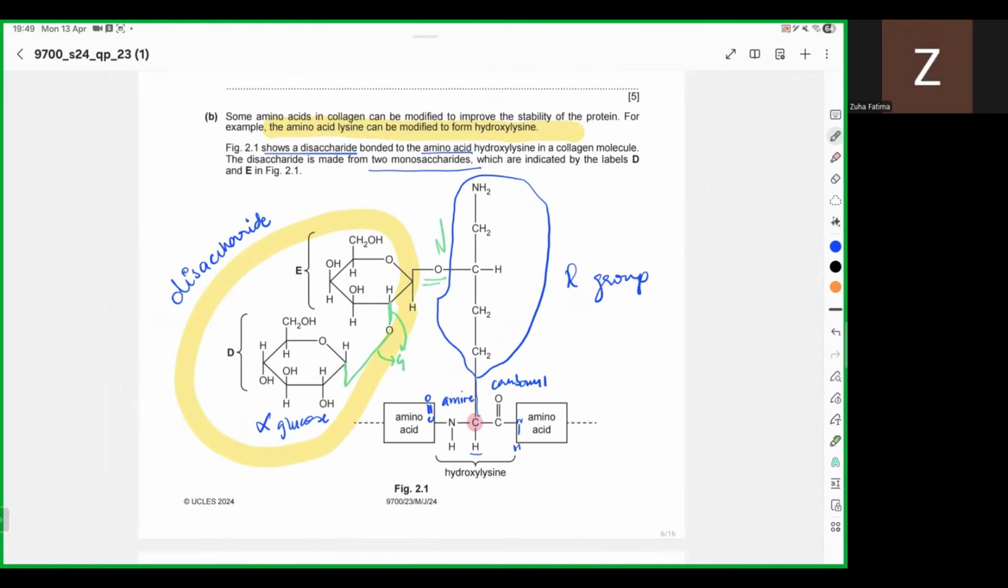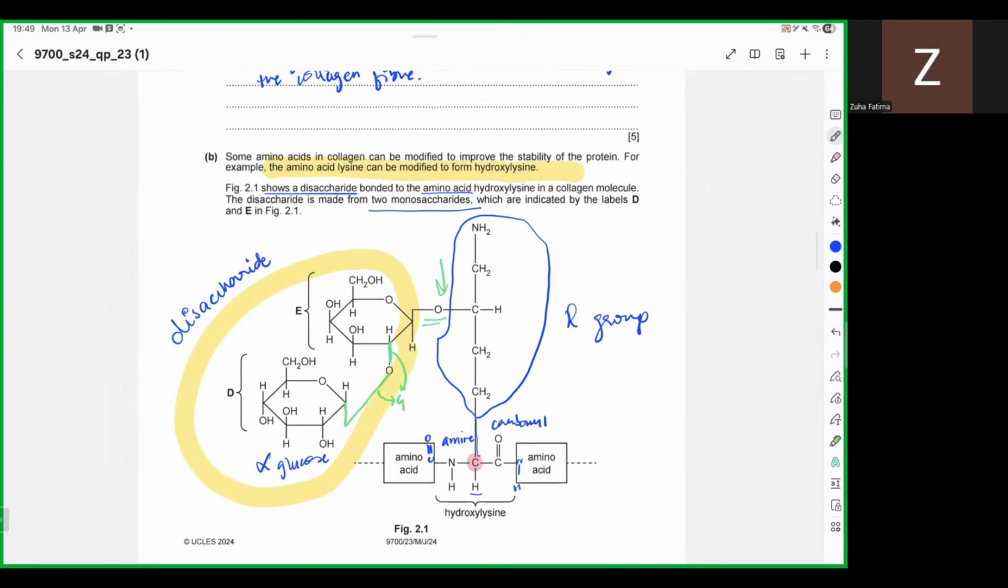सो ये हमारे पास ये पूरी चीज R ग्रुप का पार्ट नहीं है, बिकॉज हमें बताया हुआ है दैट सम अमीनो एसिड्स इन कोलेजन कैन बी मॉडिफाइड टू इम्प्रूव द स्टेबिलिटी ऑफ द प्रोटीन. For example, the amino acid lysine can be modified to form hydroxylysine. And they've told us that the figure shows a disaccharide bonded to the amino acid hydroxylysine in a collagen molecule. तो हमारे पास ये जो है ये R ग्रुप का पार्ट नहीं है, ये मॉडिफाइड वर्जन ऑफ द अमीनो एसिड है. ठीक है.